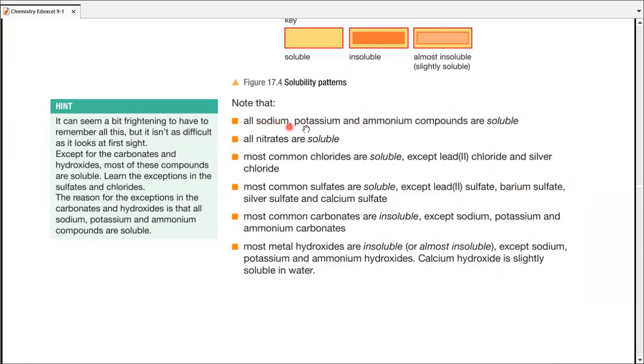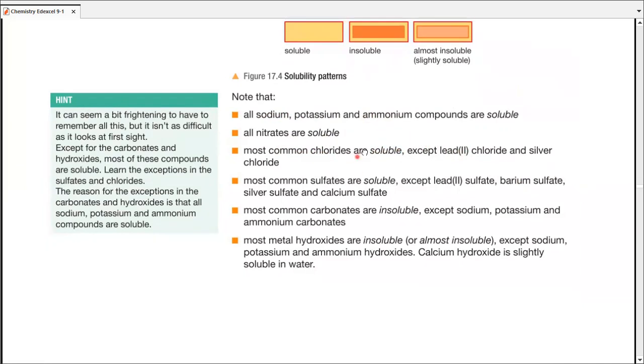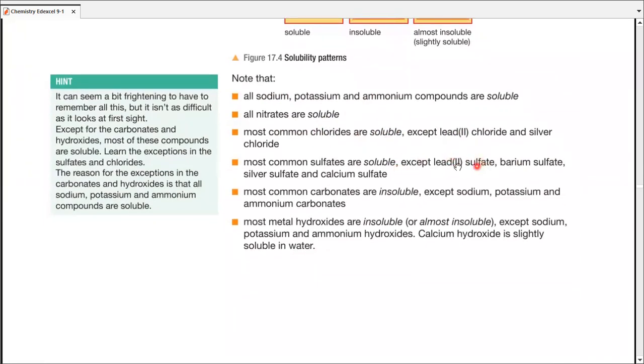One, all sodium, potassium, and ammonium salts are soluble. All nitrates are soluble. Most chlorides are soluble except lead(II) and silver. Most sulfates are soluble except lead, barium, silver, and calcium. All carbonates are insoluble except, again, sodium, potassium, and ammonium. All metal hydroxides are insoluble except, again, sodium, potassium, and ammonium. Calcium hydroxide is an exception, which is slightly soluble in water.